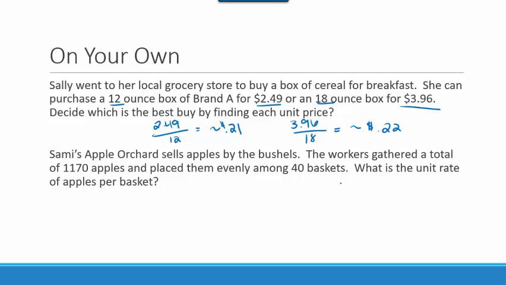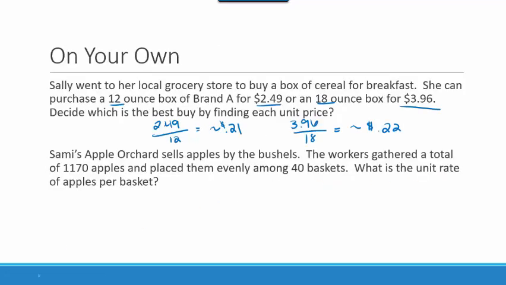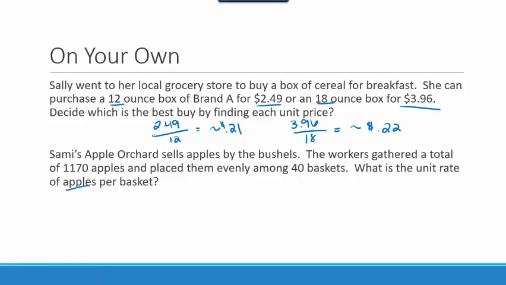The next one's asking for the unit rate for apples per basket. So do make sure that you're doing it in that order. It's apples per basket. So we would do 1,170 divided by the number of baskets. And so in this case, you get 29.25. Typically, we would round to the nearest whole number since we're talking about a real world scenario. So about 29 apples per basket.